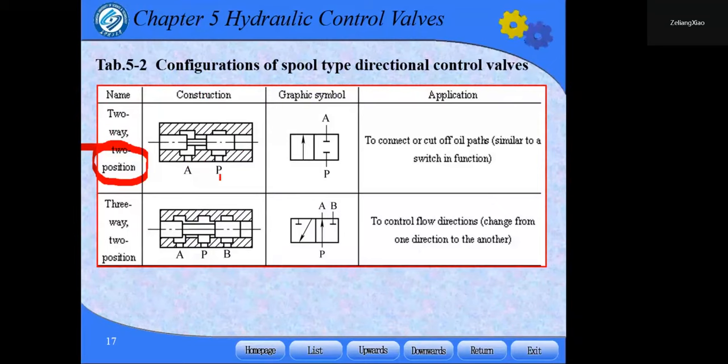In this direction, in this position, this is the spool. In this position, this port can't be connected, and this port can be connected. When the spool moves in this direction, or moves in this direction, then this port can be connected and this port can be connected. So it has two positions.